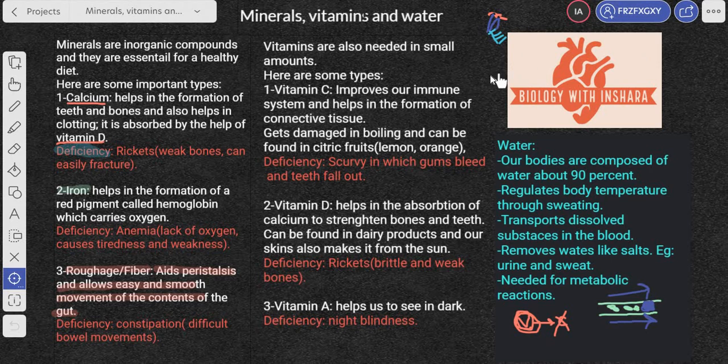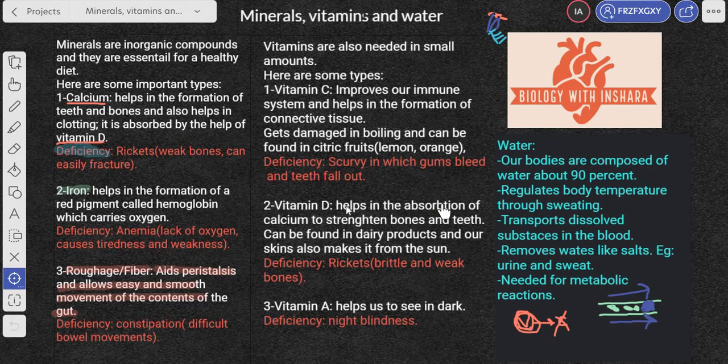Then your wounds don't heal properly, because connective tissue also plays a role in making those skin cells to hold them together, the skin cells together. And basically when there's nothing holding them, then you will bleed and your wounds won't heal, and that's where your gums end up bleeding.